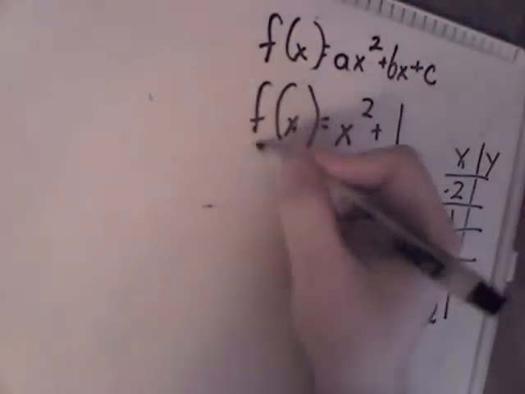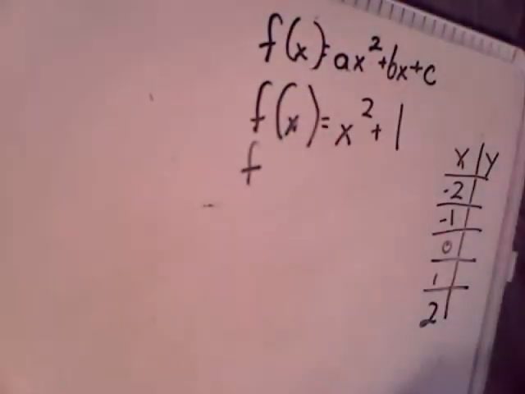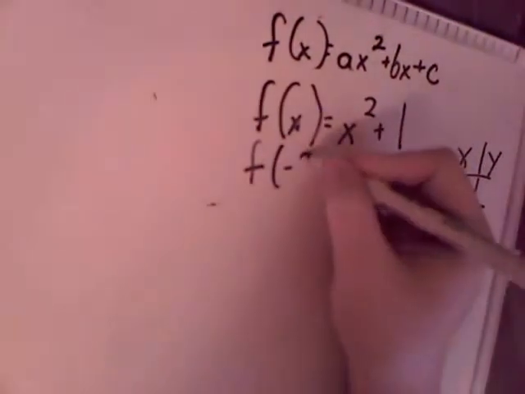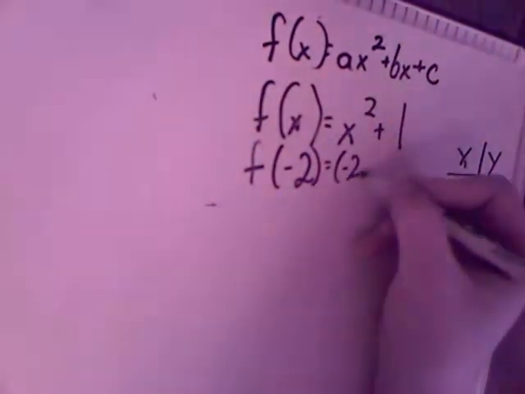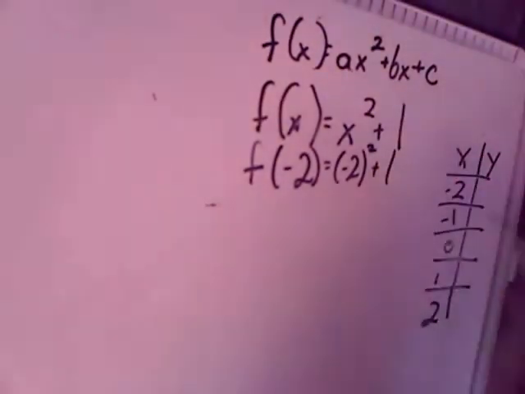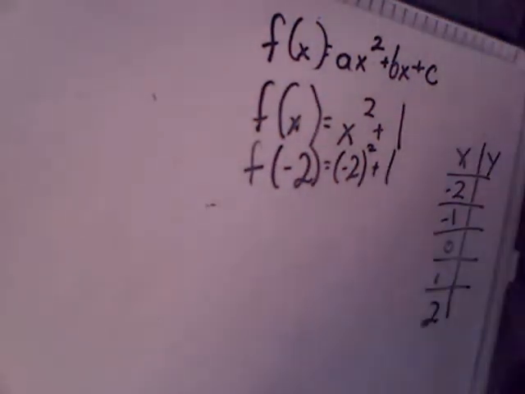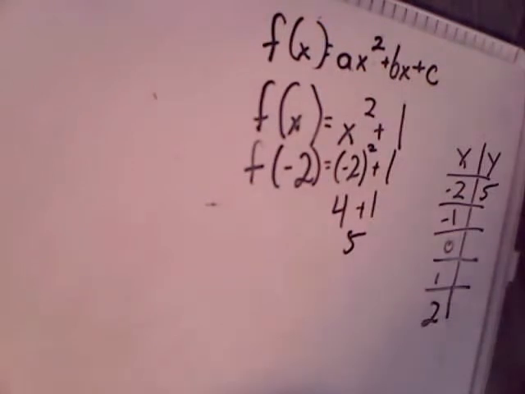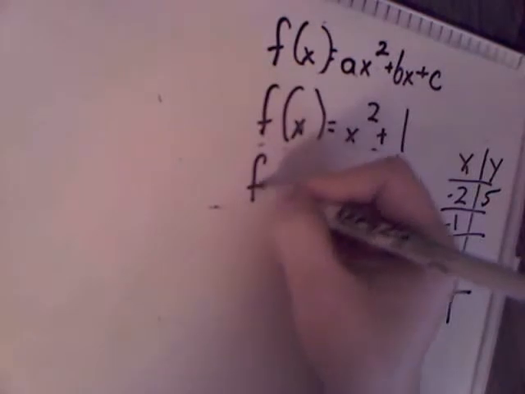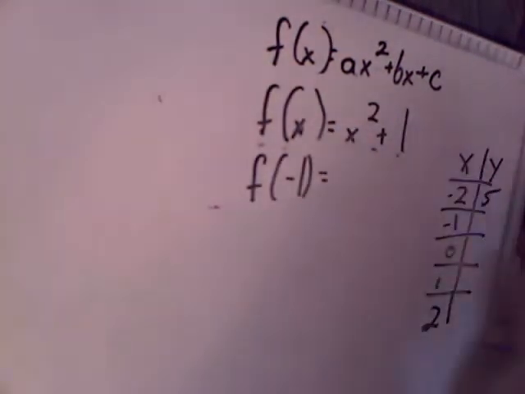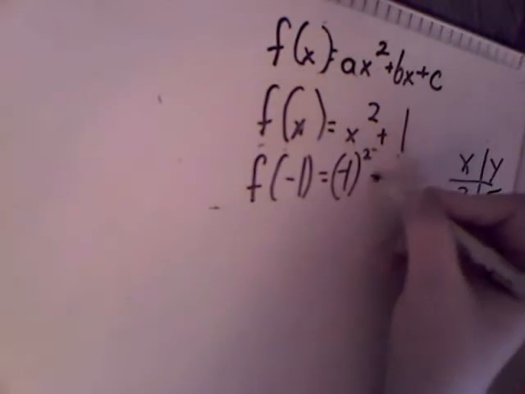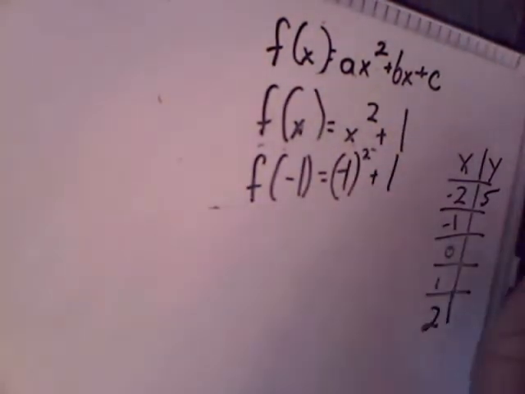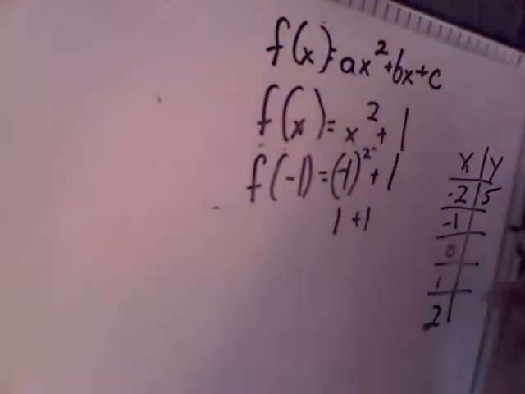F of x, what happens when x is 2? When x is -2, we have -2 squared plus 1. -2 to the second power is going to be -2 times -2, which is going to be 4. 4 plus 1 is going to be 5. Let's do it again. When x is -1, we have -1 to the second power plus 1. -1 to the second power is just going to be 1. 1 plus 1 is 2.